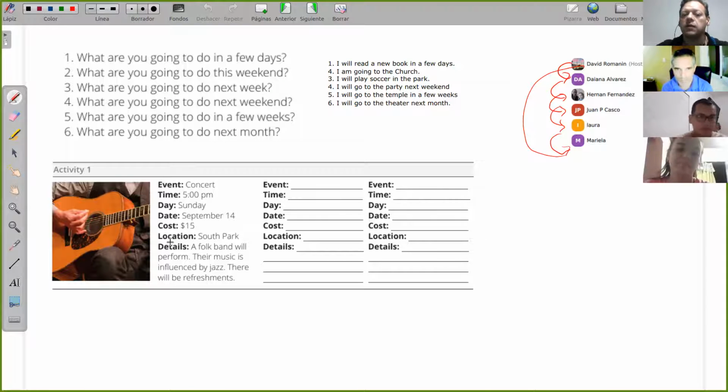What kind of event is it? It is a concert. A concert. Perfect. When is it going to be? South Park. This is where. When is South Park? Yeah. So this is the location, this is where. But the date is when.